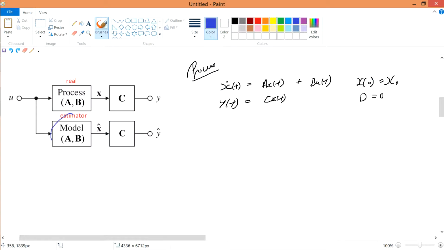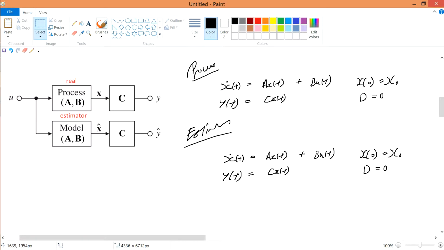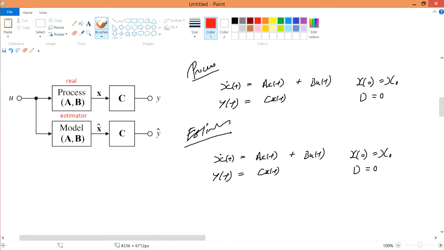How can we model the estimated system? How can we see how the estimated system works? It's the same thing, so I'll just write it as the estimated model. It's the same but slightly different. Instead of having x(t) and y(t), we'll have x hat dot, x hat and y hat. This over here is also your initial condition, sorry, not boundary condition.